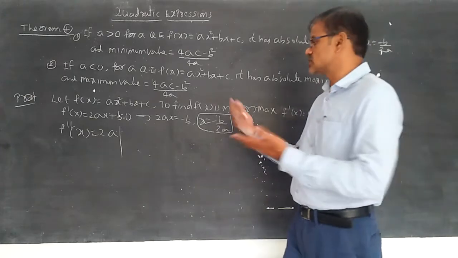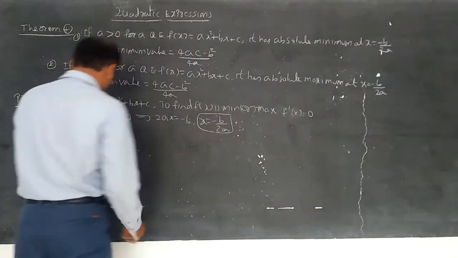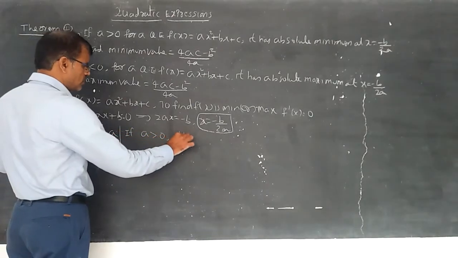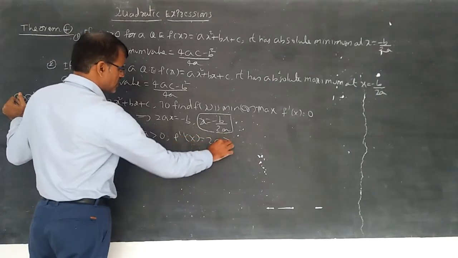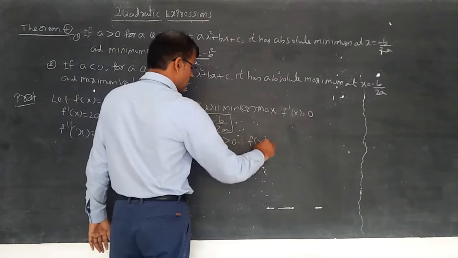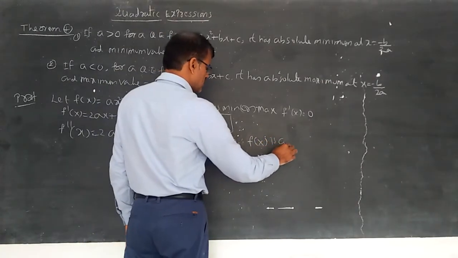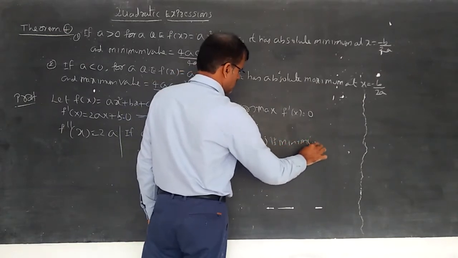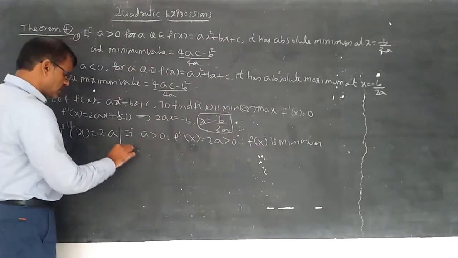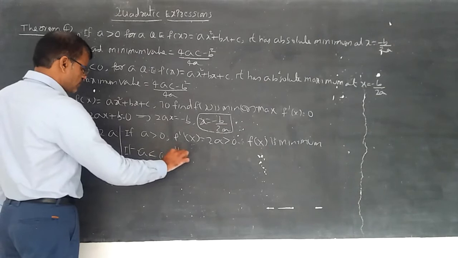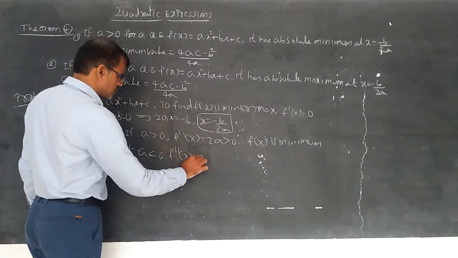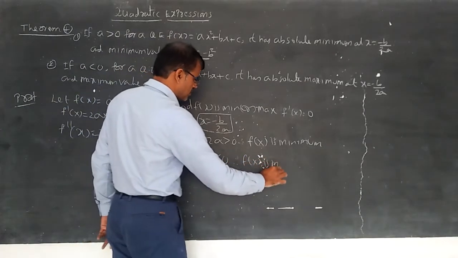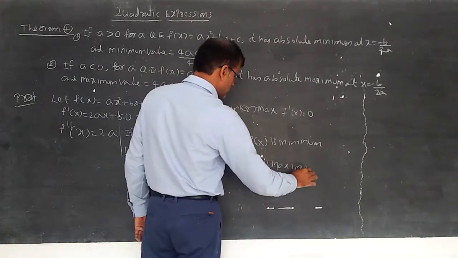To get the min or max, you can substitute the same value in the function f of x. Now you write: if a greater than 0, f double dash x is equal to 2a greater than 0. Whenever f double dash is greater than 0, f of x is minimum. You write f of x is minimum. And simply, if a less than 0, f double dash x is equal to minus 2a, that is less than 0. Therefore, f of x is maximum.